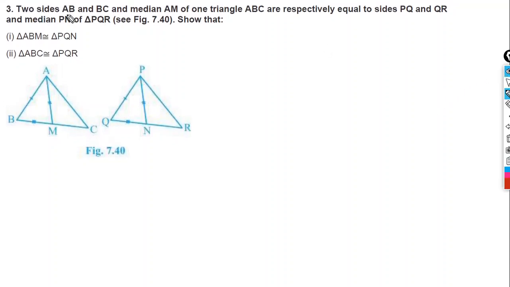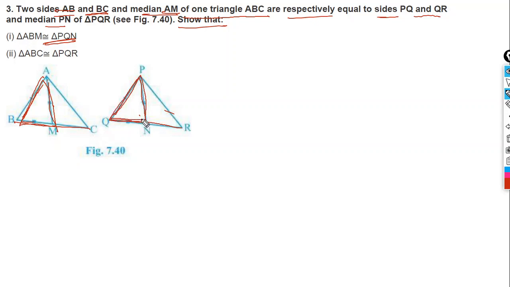Look at it. Two sides AB and BC and median AM of one triangle ABC are respectively equal to sides PQ, QR and median PN of another triangle. Okay, so what do we have to show? Triangle ABM, this small triangle, is congruent to triangle PQN, this triangle.